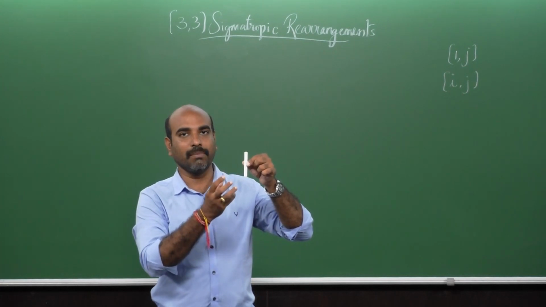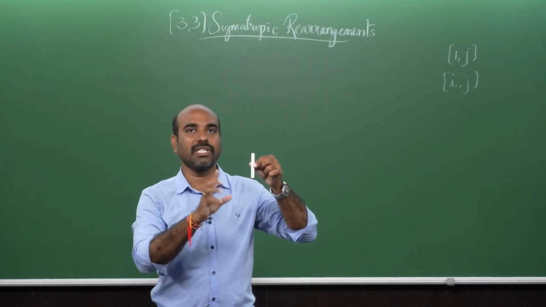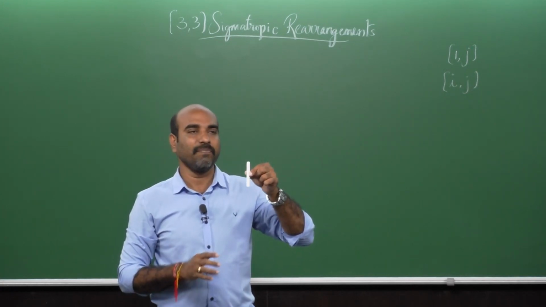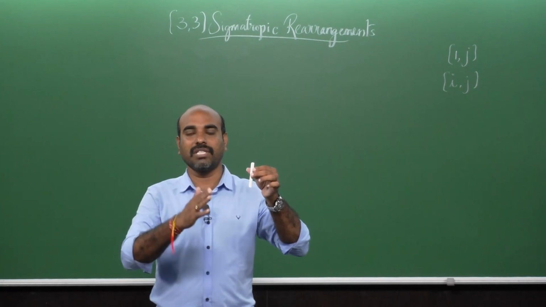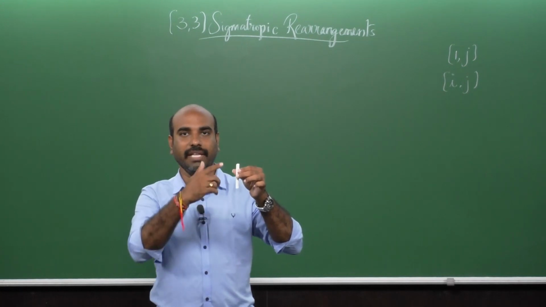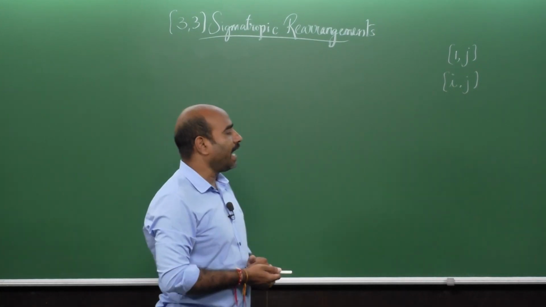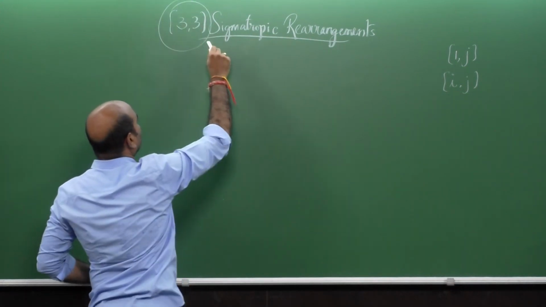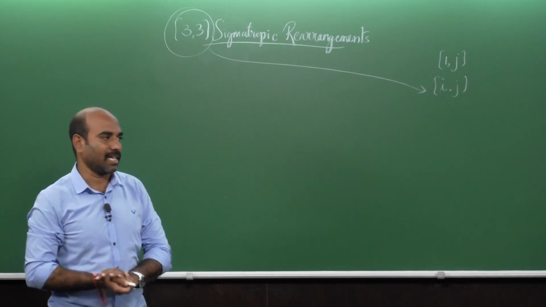So those types of sigmatropic rearrangements are classified as 1,J type, where one position is held constant and only the other end of the sigma bond is changing. Whereas in the second case, I,J type of sigmatropic rearrangement reactions, the sigma bond which is migrating from the origin to the termini will be able to change both the ends of the sigma bond. So these types of sigmatropic rearrangements are all categorized as I,J type. So 3,3 sigmatropic rearrangements belong to the I,J type of sigmatropic rearrangement reactions.